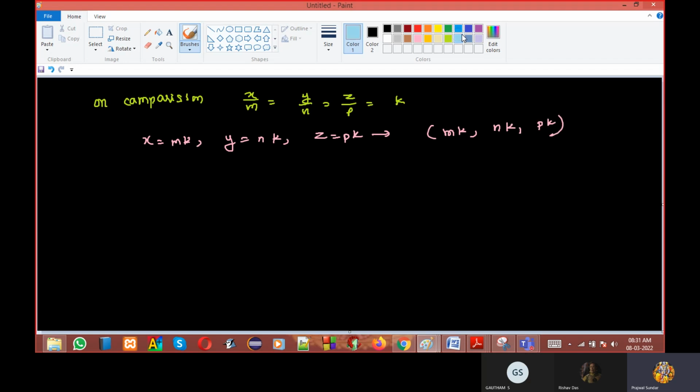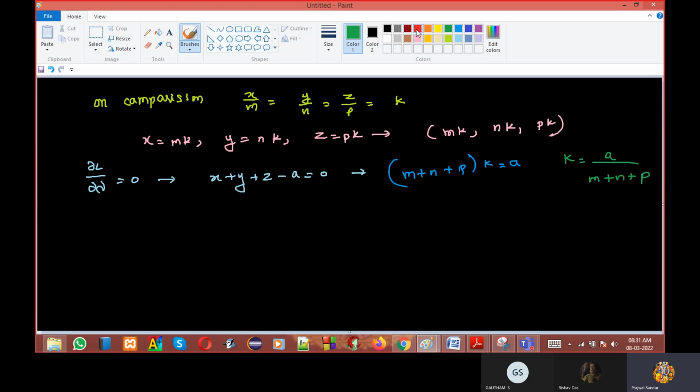Yes or no? Now finally we'll do dou L by dou lambda equal to 0, meaning we'll get back the condition. What will happen? Add all the equations. We will get (m plus n plus p) into k equal to a. So I'll get the value of k. K is a by m plus n plus p.